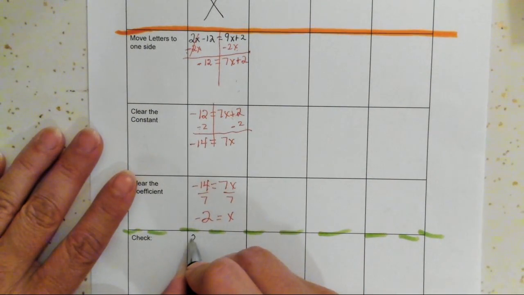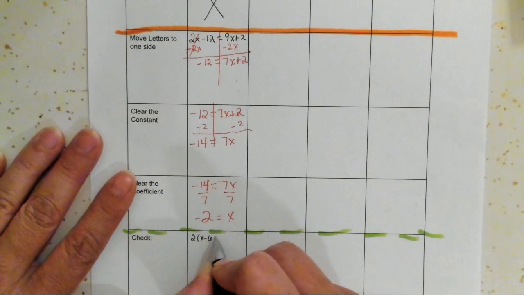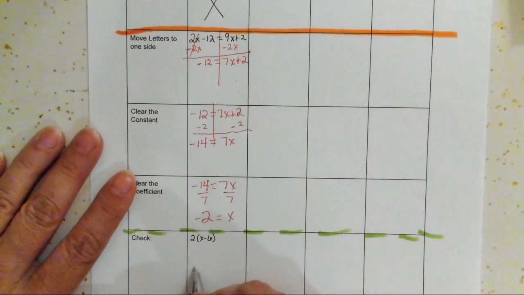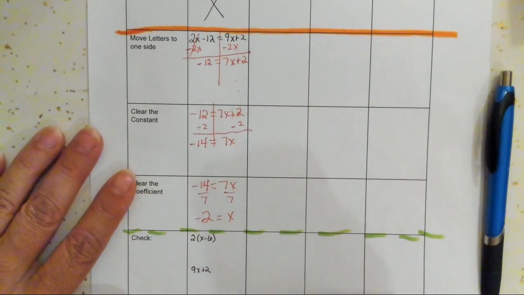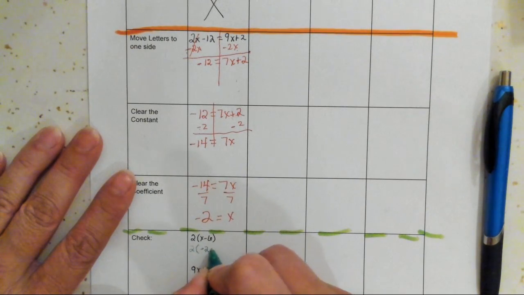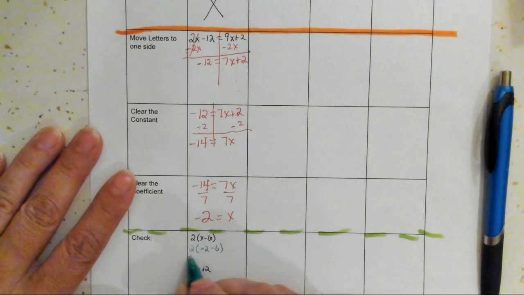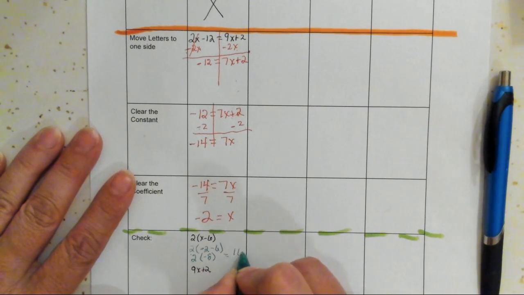I saw that 2 parentheses x minus 6, and the other side is 9x plus 2. So I'm going to plug in the number that I think is the solution here. So 2, and then negative 2 minus 6. So that's parentheses here. I'm doing the order of operations. This is 2 times negative 8. So this side gets me negative 16.